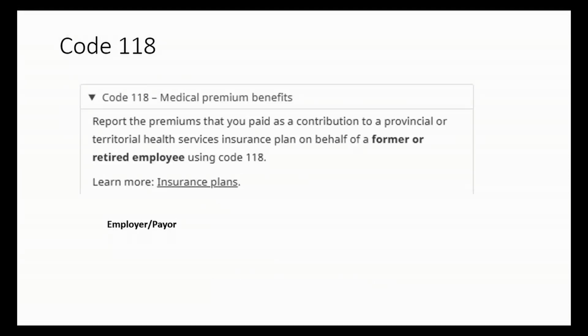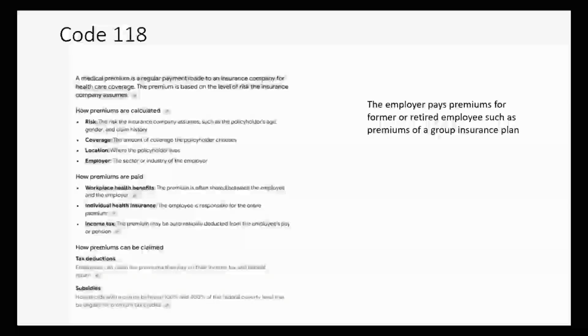Code 118, medical premium benefits. Report the premiums that you paid as a contribution to a provincial or territorial health services insurance plan on behalf of a former or retired employee. A medical premium is a regular premium payment made to an insurance company for healthcare coverage. Okay, how is it calculated? Risk, the risk the insurance company assumes, such as age, gender, and claim history. Coverage, the amount of coverage the policyholder chooses. Location, where the policyholder lives. Employer, the sector or industry of the employer.